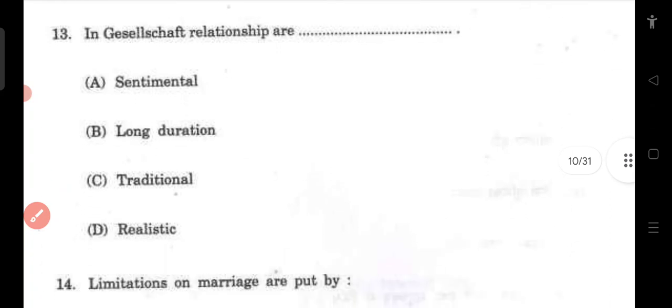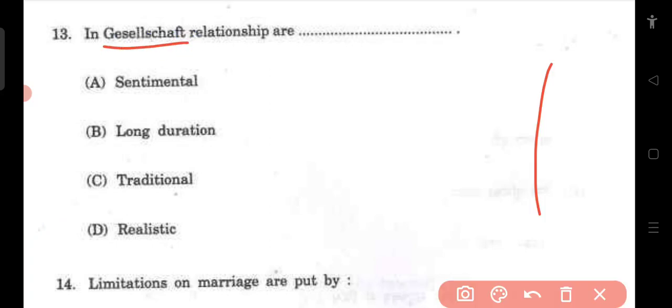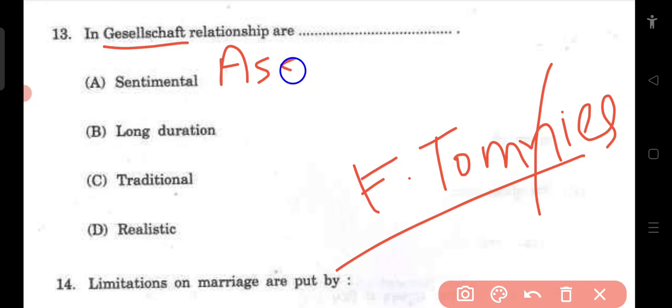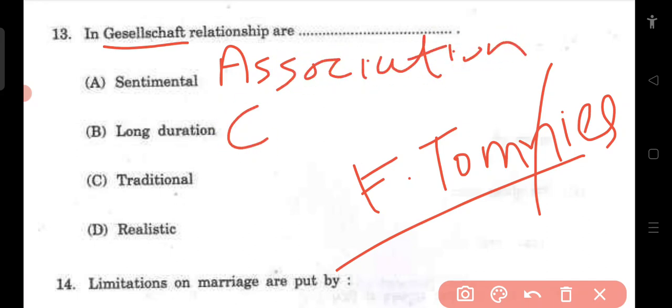Question number 13 is asking, in Gesellschaft, relationships are sentimental, long duration, traditional, realistic. As you know, this concept is given by Tönnies: Gemeinschaft and Gesellschaft. Here Gesellschaft is related to association and Gemeinschaft is related to community.